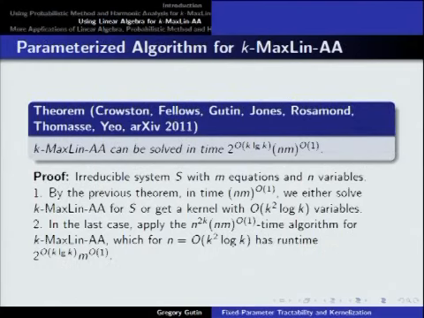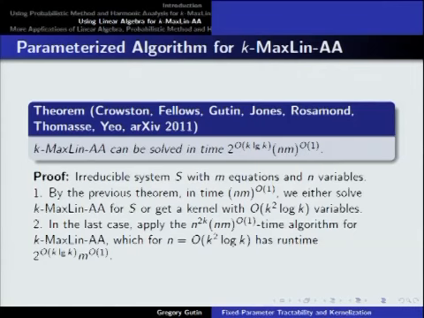Now, on the other hand, using this kernel, we can produce a relatively quick algorithm. I promised not to mention algorithms. I will break my promise here. So what we can get is an algorithm of running time 2 to the power of O of k log k times polynomial. Again, the proof is simple here.